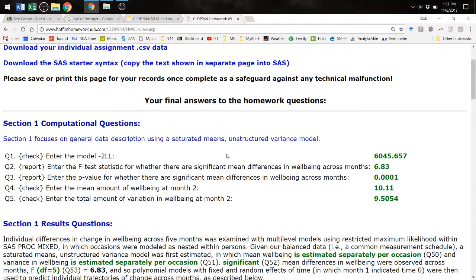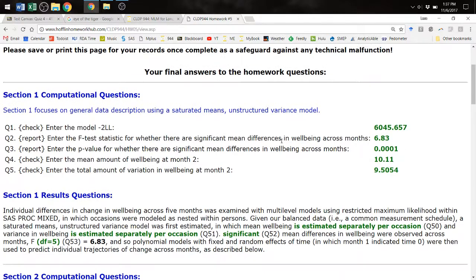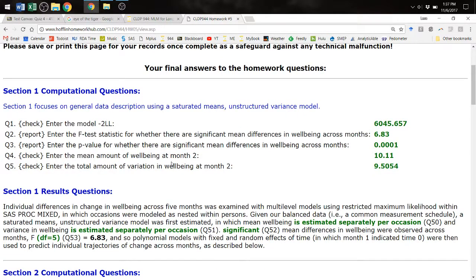All right, so let's see. Saturated mean unstructured variance model was the first thing I asked. Are there significant mean differences across month? That's an F-test that shows up by default on your output if you use SAS. If you enter the time variable on the class statement, it's treated as a categorical predictor. The model computes a multivariate Wald test for all the differences across time. Number of occasions minus 1 for the degrees of freedom. If you ask for LS means, you can get the mean amount at any particular occasion, and total amount of variation would either be in the R matrix or the V matrix, depending on how you set up your model.